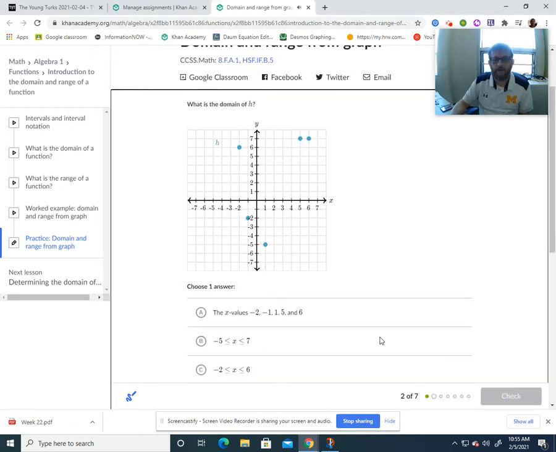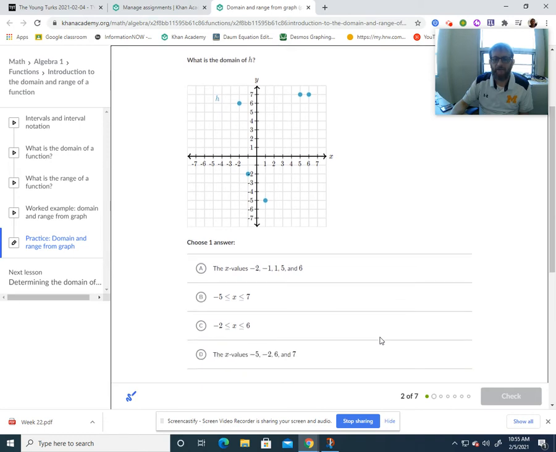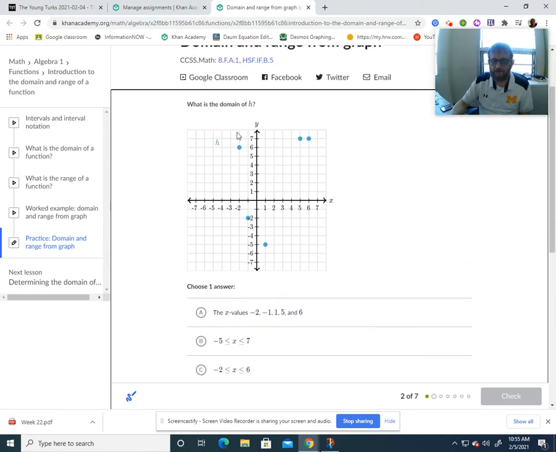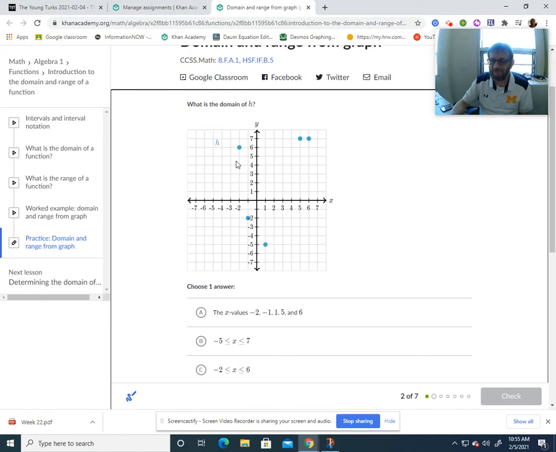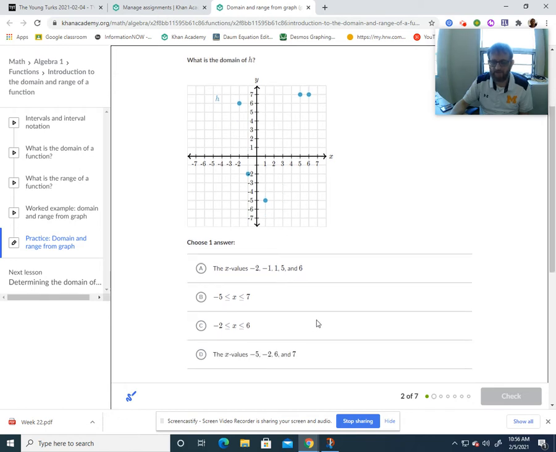All right, what is the domain of H? Now, this is different. Notice this wasn't a continuous graph. This is just a bunch of dots. So it's not in between them. It's literally a series of dots. And we're specifically interested in the X values. So what are the X values? Well, the X values are -2, -1, +1, +5, and +6. Those are the X values.